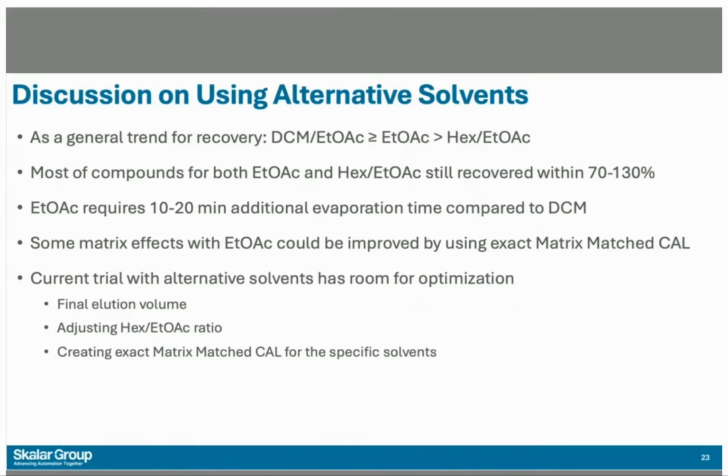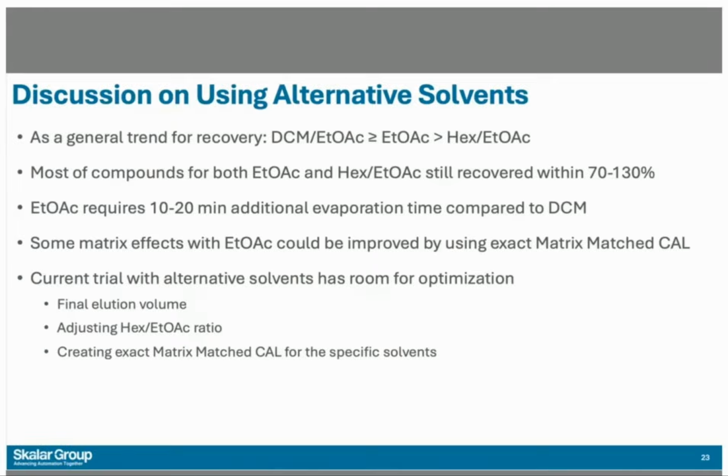All right, so really taking a step back from those numbers, what can we say from this study on the alternative solvent substitution? Overall, the general trend was that the DCM method was still very good, arguably gave the best results, but the pure ethyl acetate, generally speaking, was similar in terms of performance, aside from these one or two problem compounds that we'll be resolving. And then the hexane ethyl acetate mixture performed a little bit lower in the big picture. Most of the compounds for both of these solvents, though, still recovered within the 70 to 130% range.